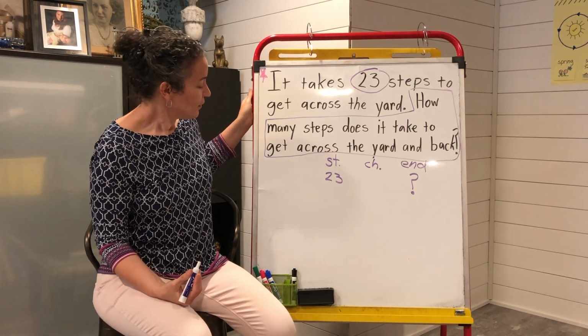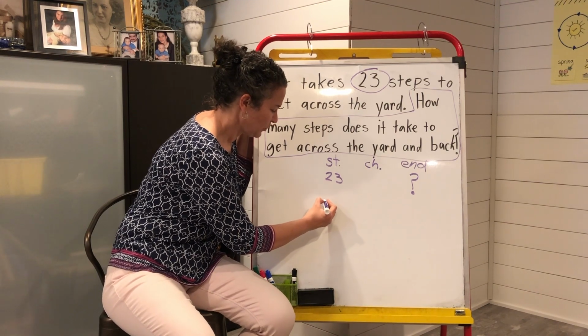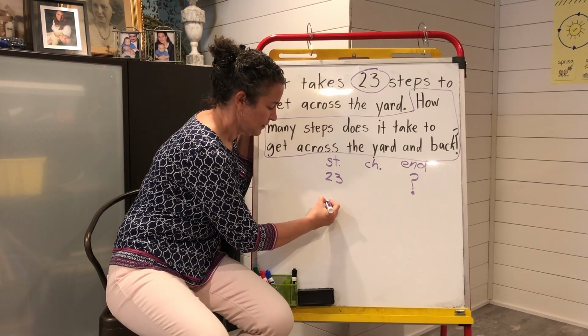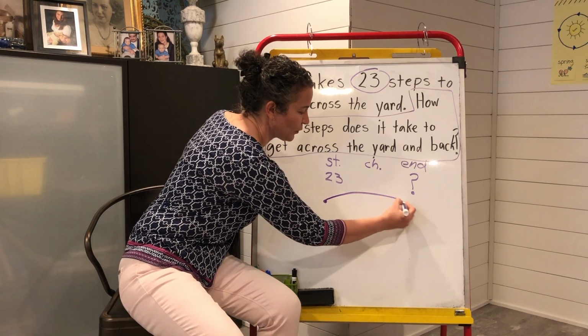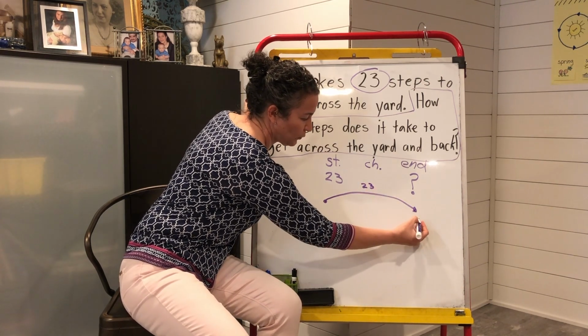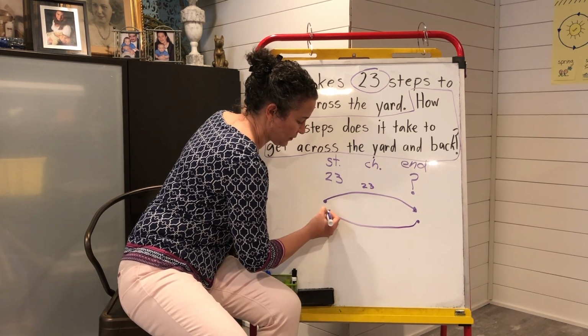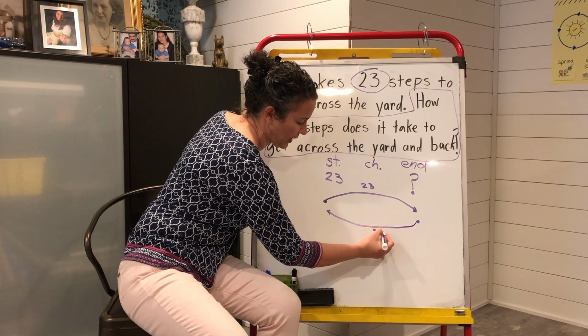All right, my friends. So let me draw it real quick. So we'll say this is Penny. Here's Penny. Penny's going to take 23 steps to go across the yard. So it takes her 23 steps. And once she gets over here, it's going to take Penny 23 steps to come back.